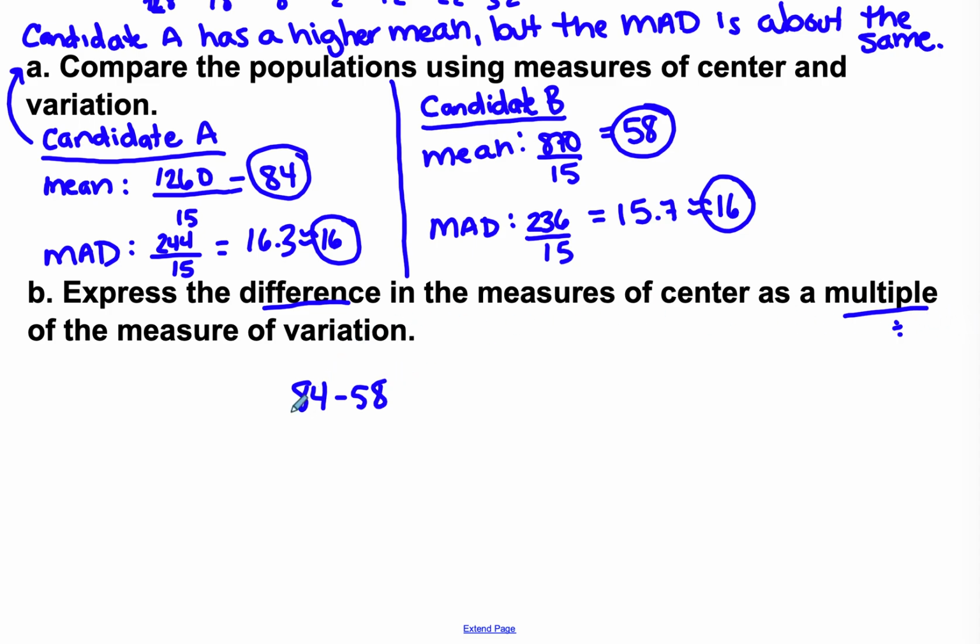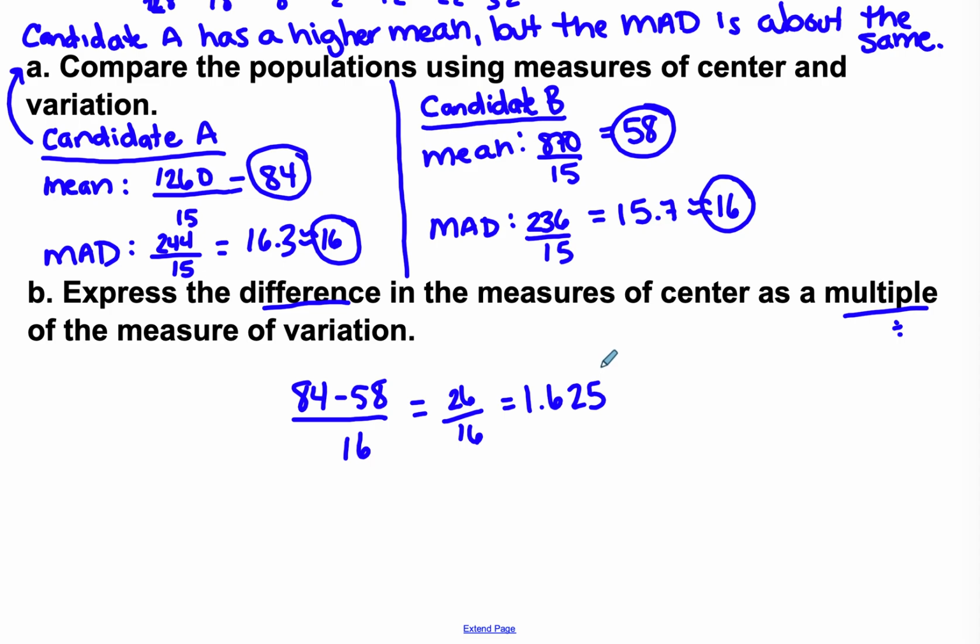As a multiple of, that means we're going to divide by our measure of variation, which we said was about 16. If we had things that weren't about the same, let's say I had 10 and 16, then I could just divide with those numbers to get my new value. Okay, so let's see. If I did 84 minus 58, I would get 26. And then when I divide by 16, I get 1.625.